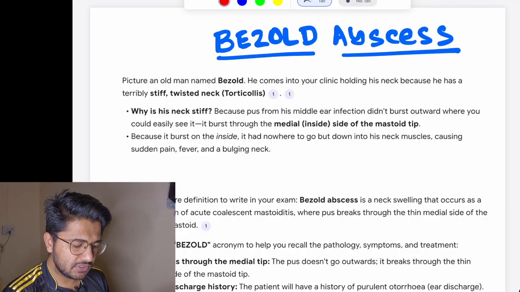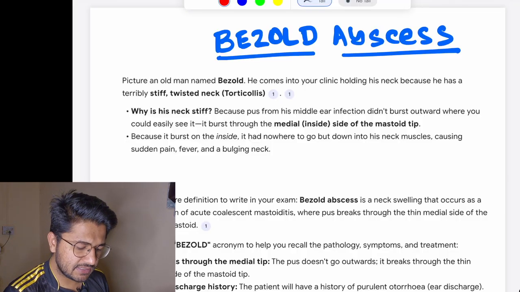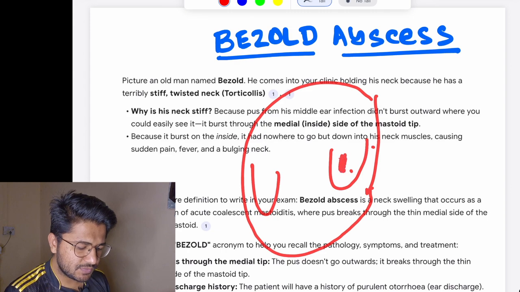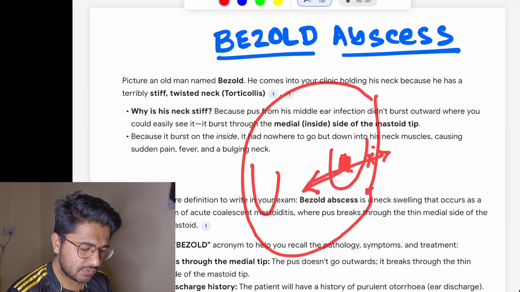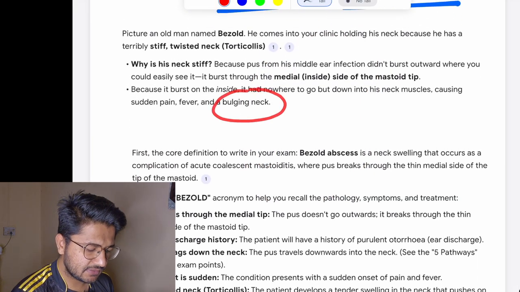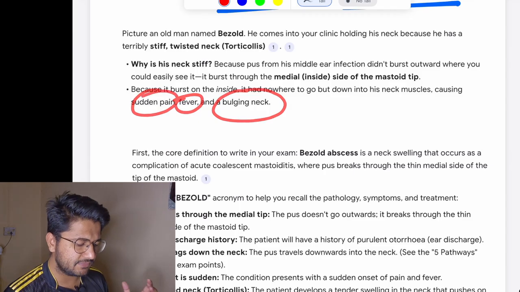It burst through the medial, inside side of the mastoid. Suppose this is his face and these are the two mastoids. Because of the mastoiditis, this pus did not drain outwards, it didn't drain this way, rather it started draining inwards, causing sudden pain, fever and a bulging neck.